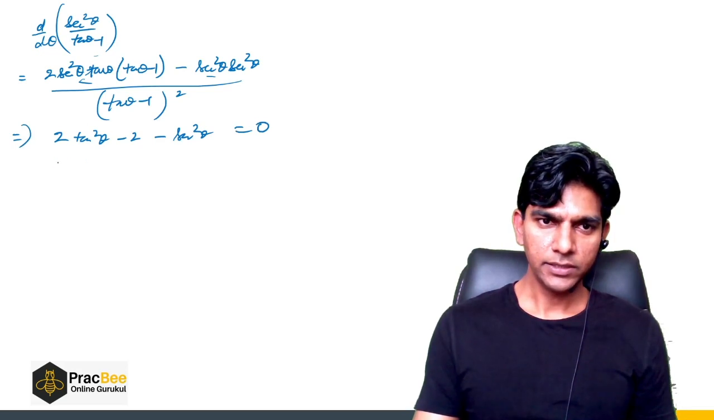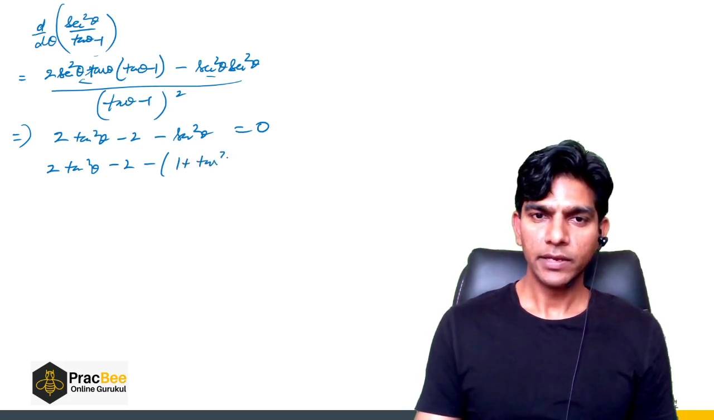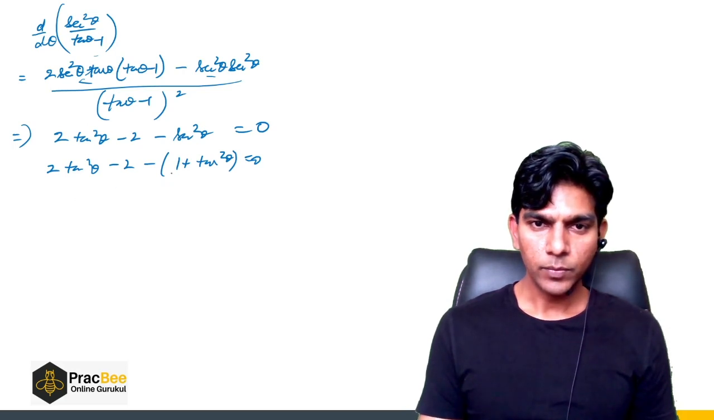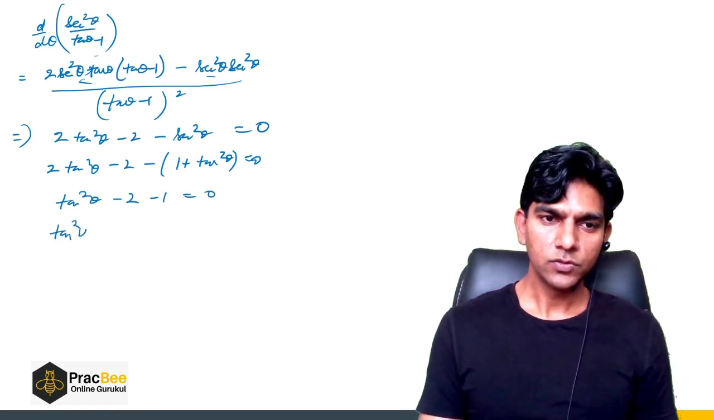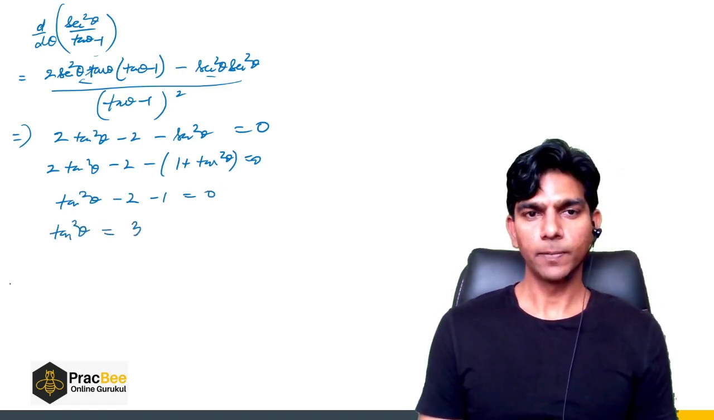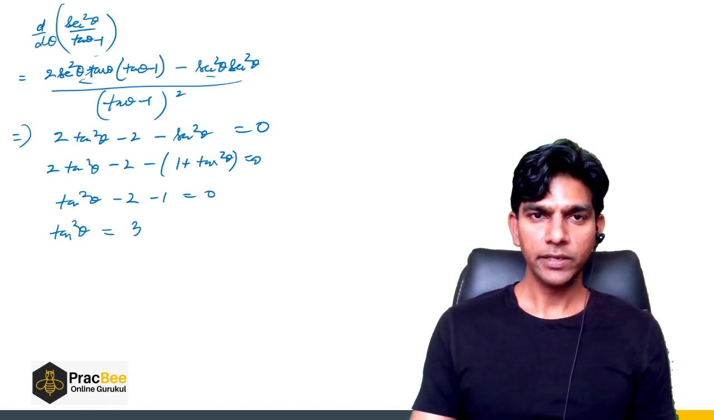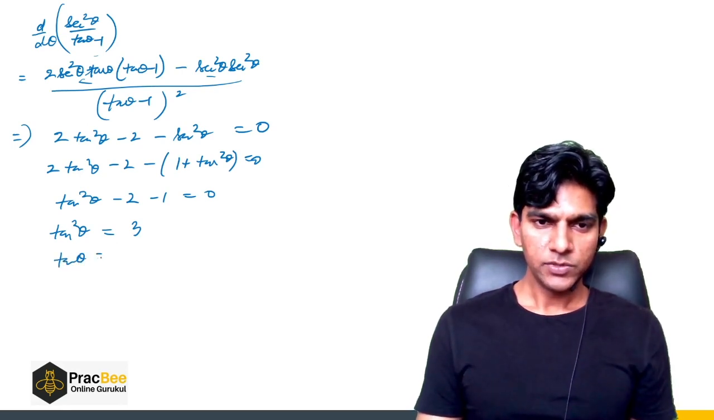So if that is the case, 2 tan square theta minus 2, and secant square theta can be written as 1 plus tan square theta. So this comes out to be, yes, tan square theta minus 2 minus 1 equals 0. So tan square theta comes out to be 3. Can you see? Let me again check. Yeah. So tan theta comes out to be root 3.